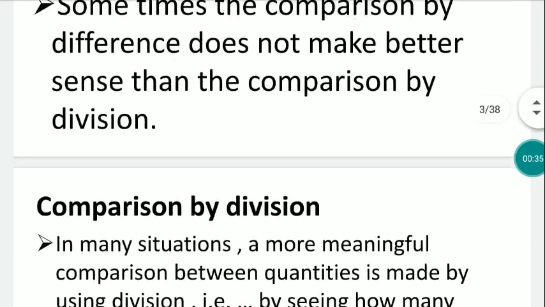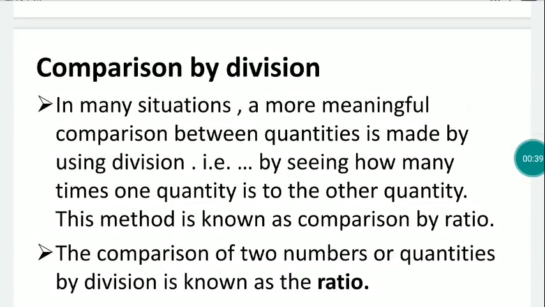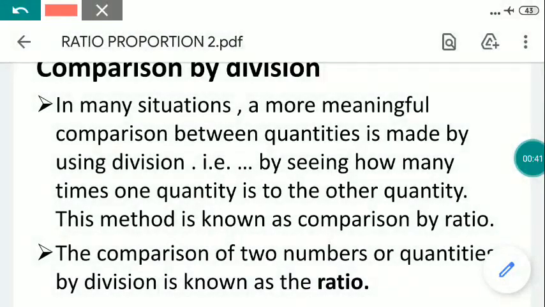So the next point is comparison by division. In many situations, a more meaningful comparison between quantities is made by using divisions. That is, by saying how many times one quantity is to the other quantity. This method is known as comparison by ratio.